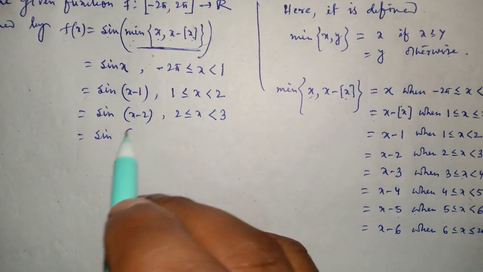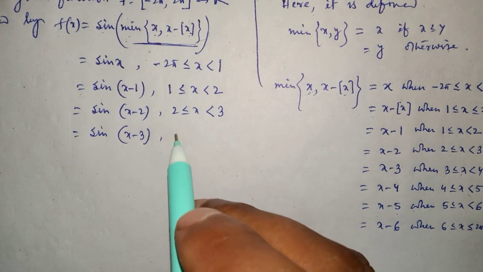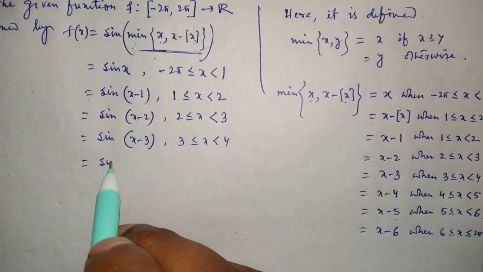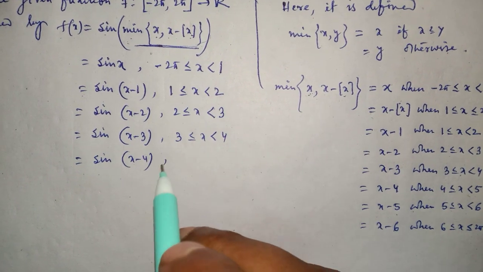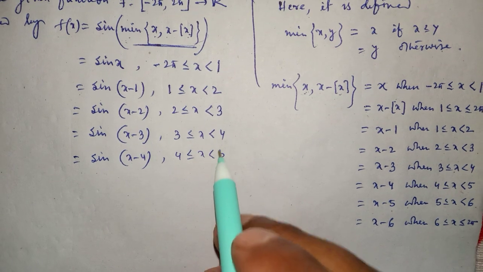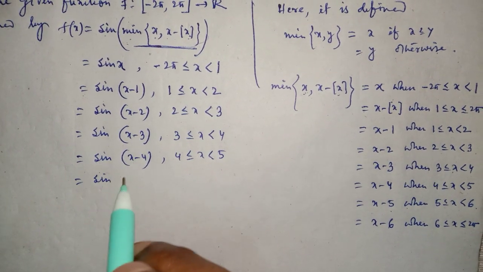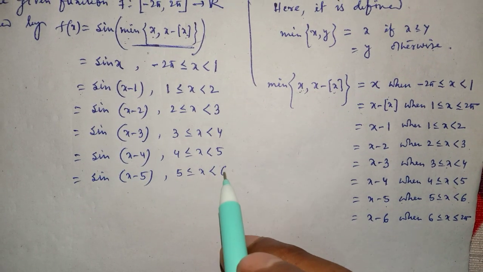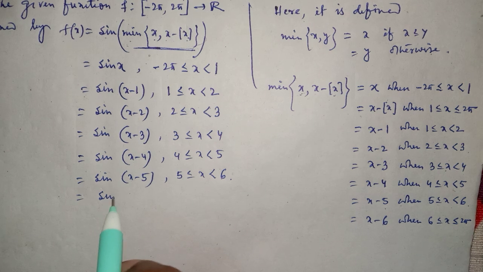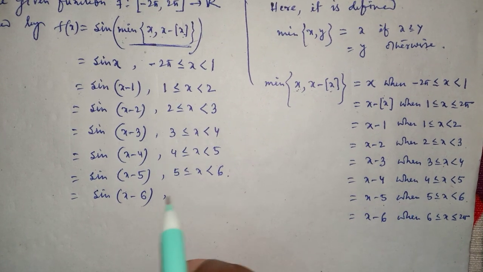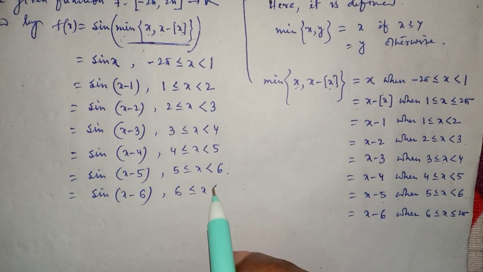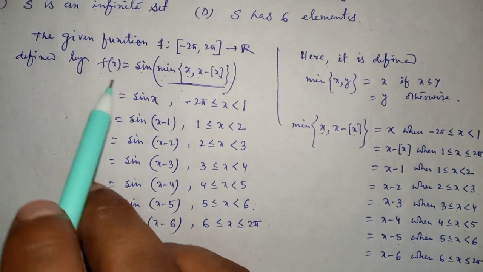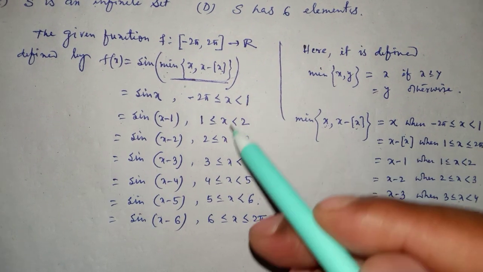Sine x minus 3 when 3 is less than or equal to x less than 4, sine x minus 4 when 4 is less than or equal to x less than 5, sine x minus 5 when 5 is less than or equal to x less than 6, and sine x minus 6 when 6 is less than or equal to x less than or equal to 2 pi. Therefore, the function f of x is defined by this.